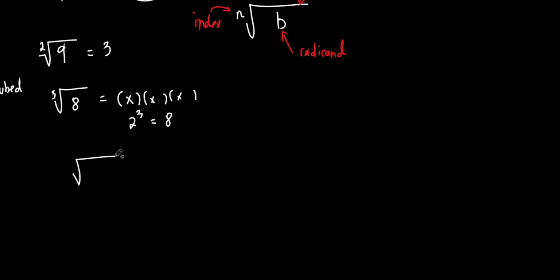Let's stick with cube root. I can't do a lot of these in my head. I could use my calculator. What if I had the cube root of 27? What's the cube root of 27? It's 3, because 3 times 3 times 3 is 27. Agreed? Okay, so that's what we mean.